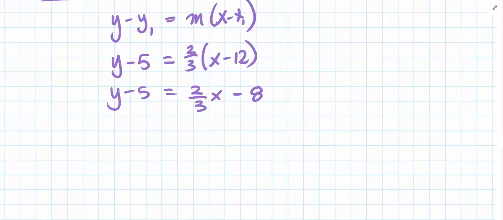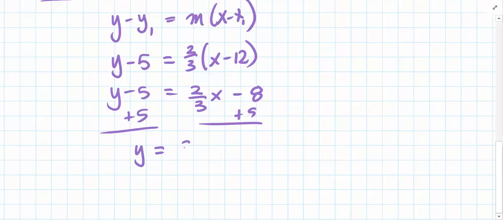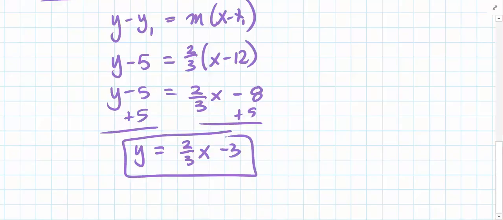The 5? That's a great idea. Let's move the 5 over, okay? So I'm going to have this. Y is equal to 2/3 x. What's -8 plus 5? -3. So we think that the equation should be y equals 2/3 x minus 3.